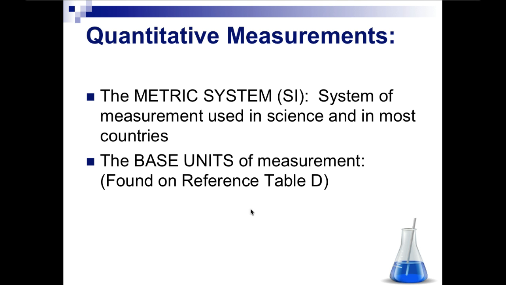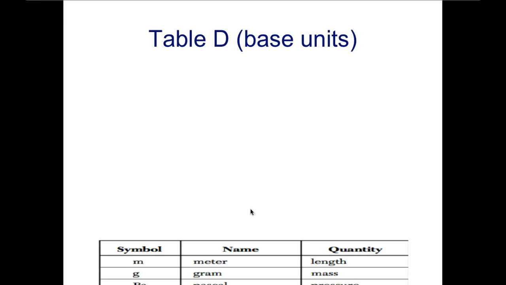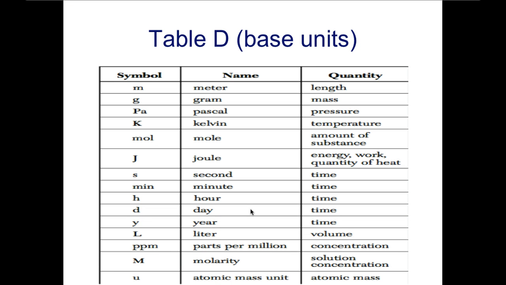So we're going to refer to your reference packet in Table D, and that's where the base units of measurements are found. And that table looks like this. So for meter, that's our unit for length. Grams is our unit for mass, so on and so forth. These are all of the base units that we use to measure different things and different quantities that we're familiar with.